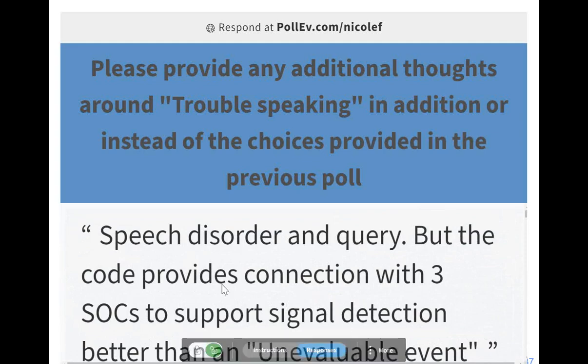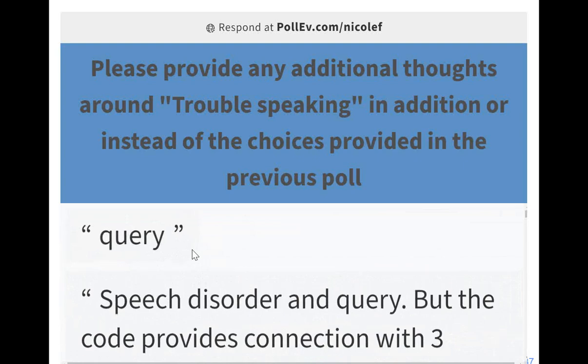Connection with 3 SOCs to support signal detection better than an unevaluated event. Okay, that's a good outlook, that they would go to speech disorder and simultaneously send a query. This way, for analysis, an unevaluable event maybe wouldn't really come up in your analysis. However, with a term like this, you have to make that decision internally. Do you want this included in your analysis? Is it clear enough to include? Do you actually know what's going on? You would put it to a speech disorder first and then have it connected for analysis purposes. So that's a very great perspective that someone shared there, different from how I approached it.